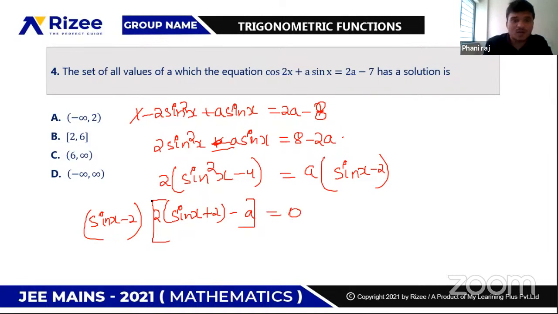Okay, this is equal to 0. So you can always cancel this because sin x can never be equal to 2 for any value of x. Sin x is always bounded above by 1. So this is never 0. So you can easily cancel this. So this should be equal to 0.